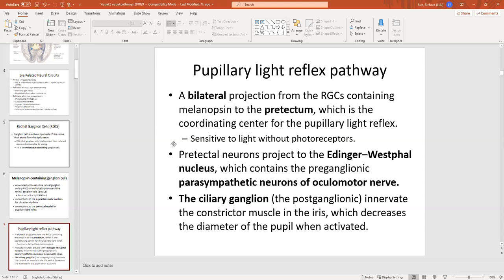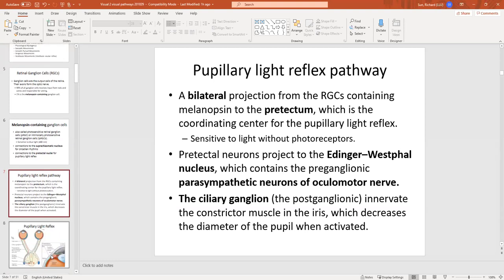All right, so this is the pupillary light reflex pathway. Whenever you see a reflex pathway, no matter what kind of reflex, no matter how complicated or how small it is, there are three things you always need to know. One is the input, the other is the center, and the other is the output. The input here is the vision. Inputs go through the optic nerve. Let's go through these slides very quickly, and then we can talk about that pathway.